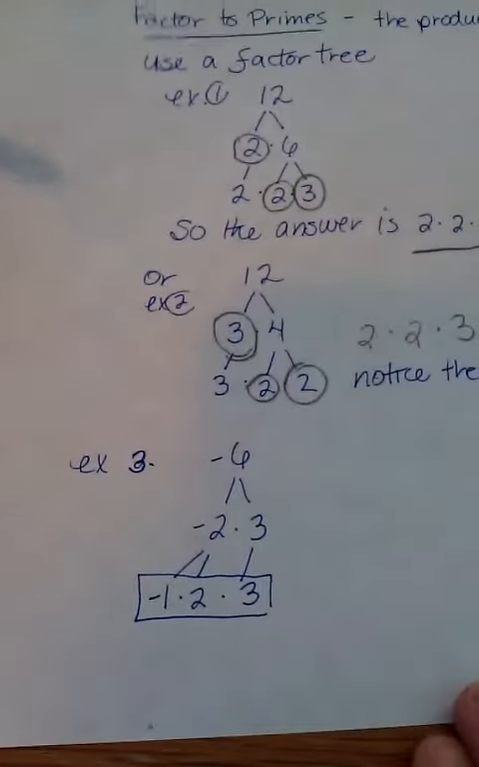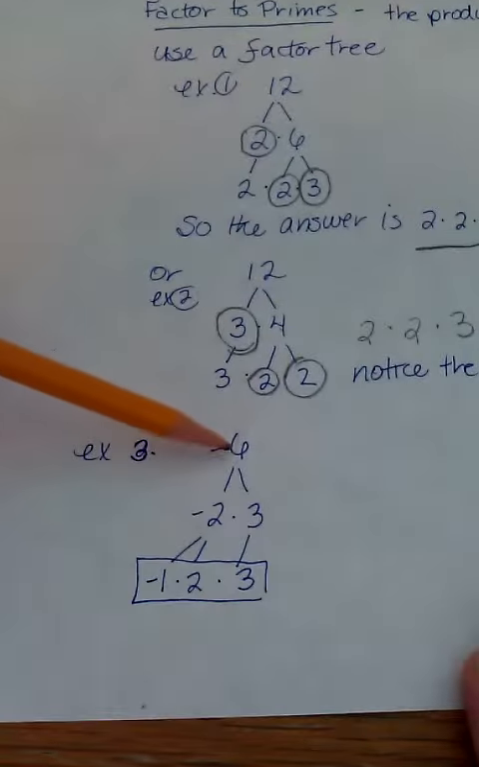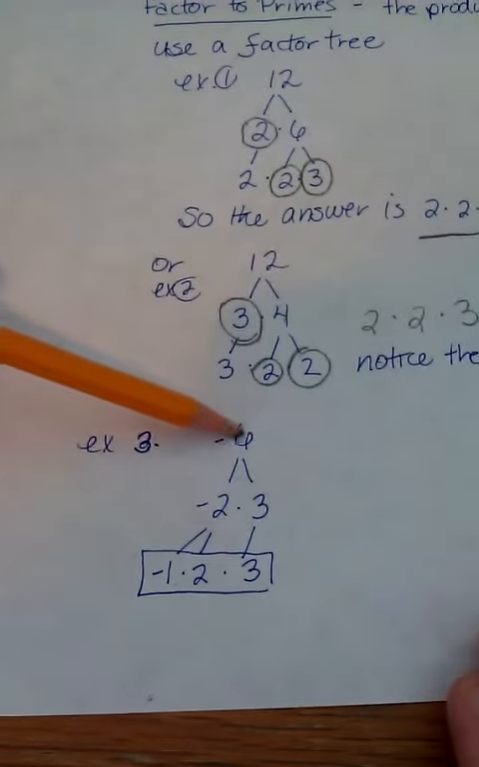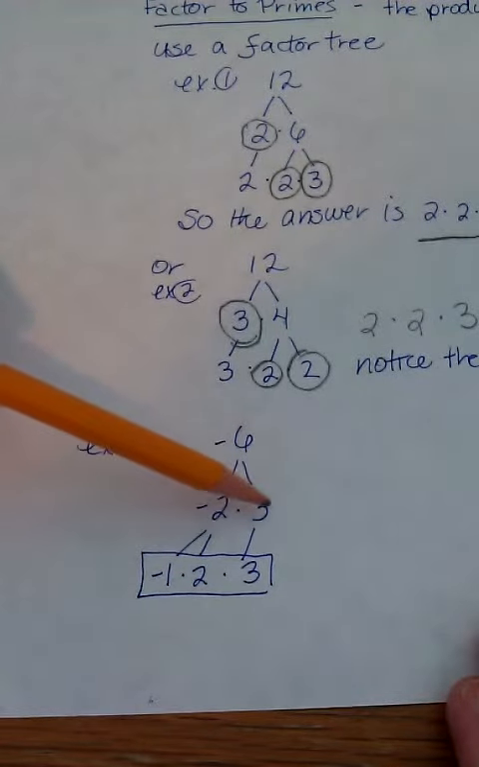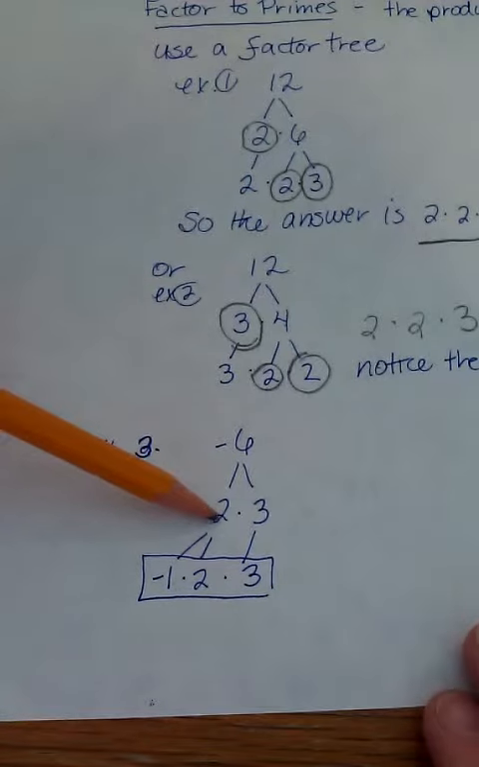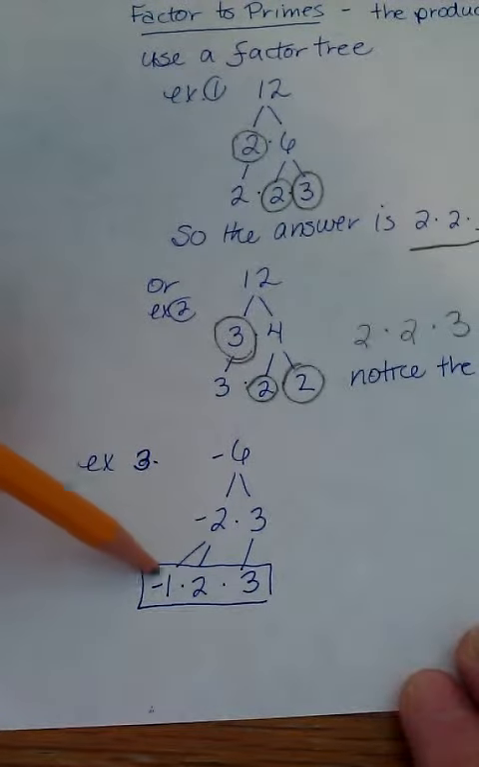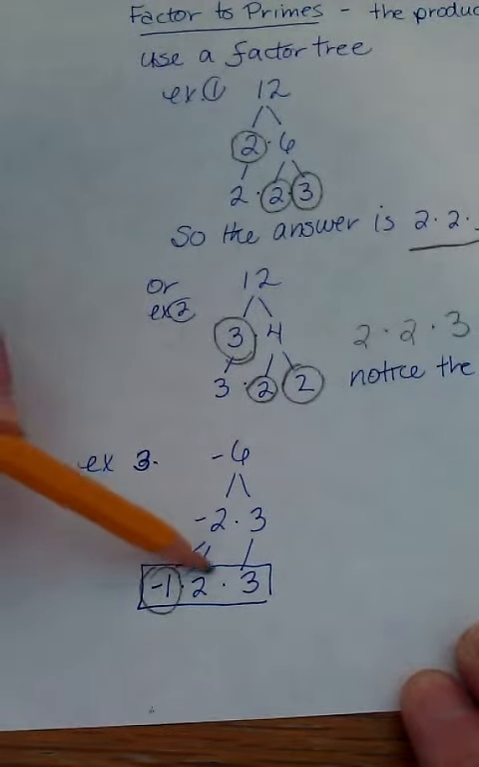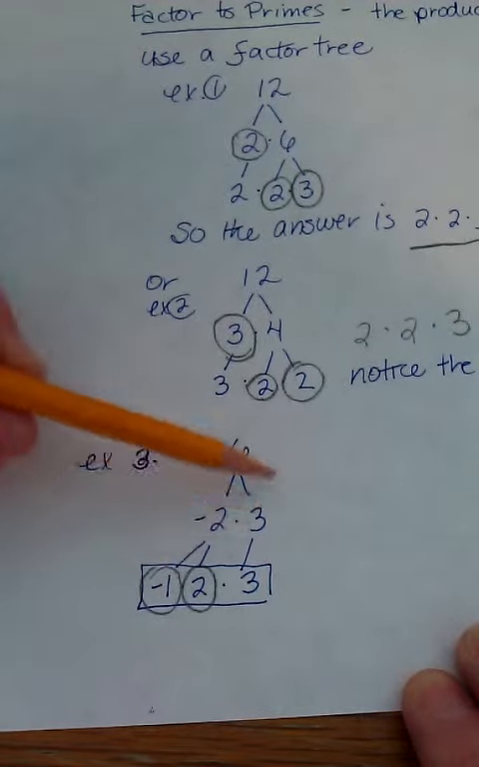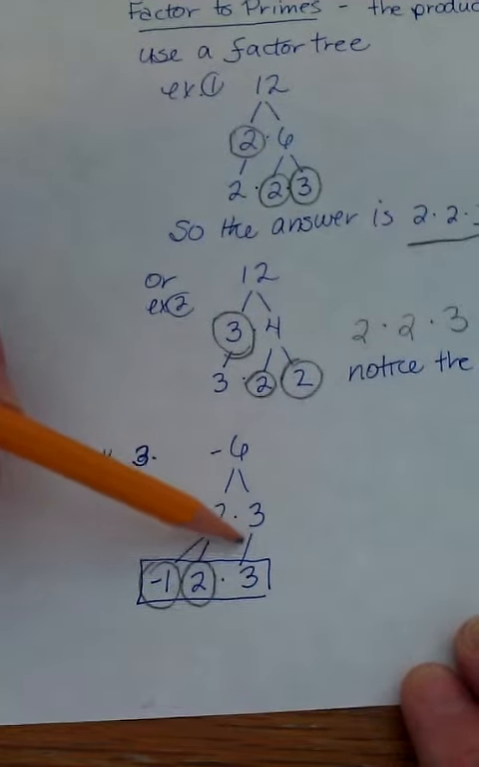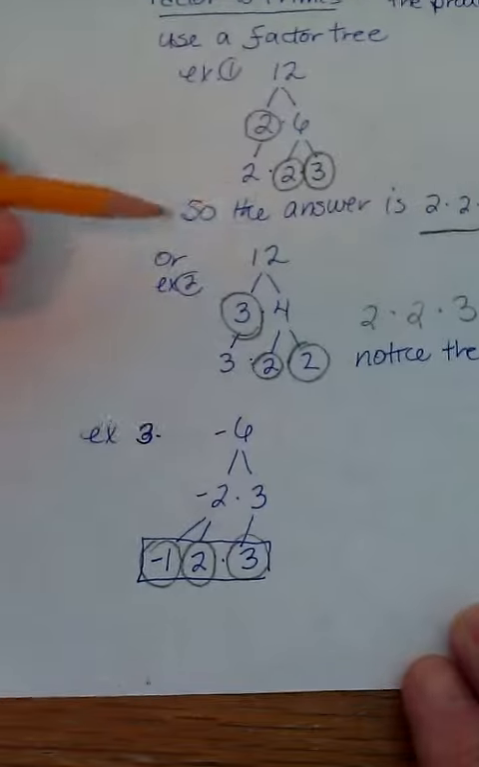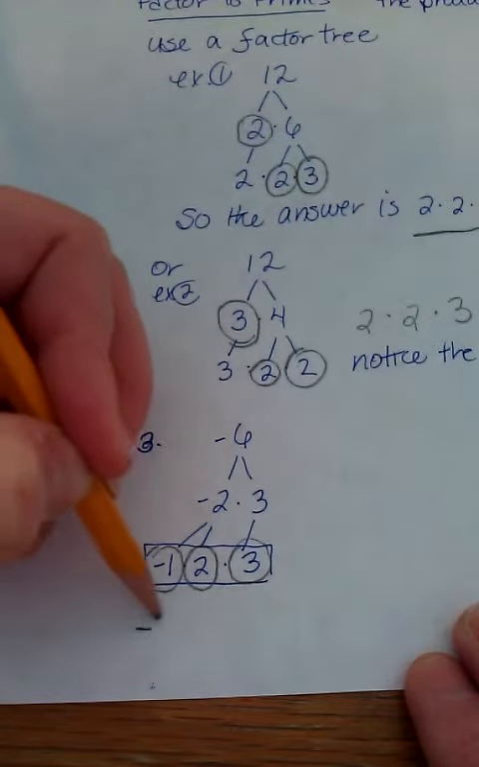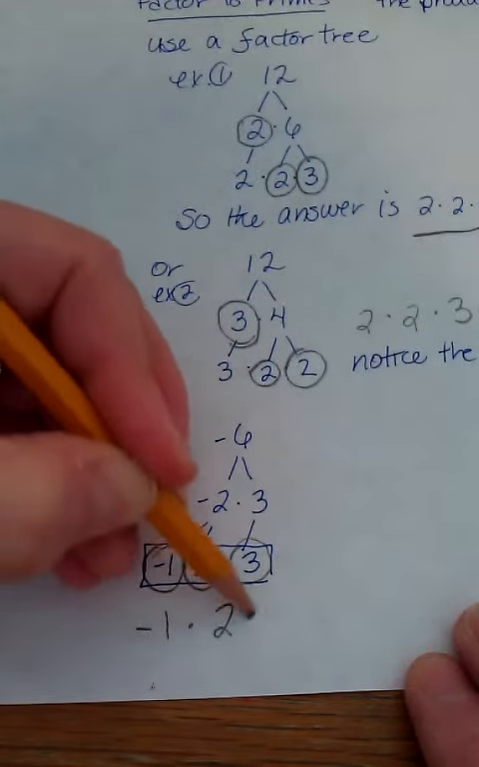All right, finally, let's take a look at this. What if I have a negative number? So if I have negative 6, it can break down into negative 2 times 3. But negative 2 can break down even further because that's the same as negative 1 times 2. So I'll keep those. And 3, oh, can't divide it any further, so it's 3. So the prime factors would be negative 1 times 2 times 3.